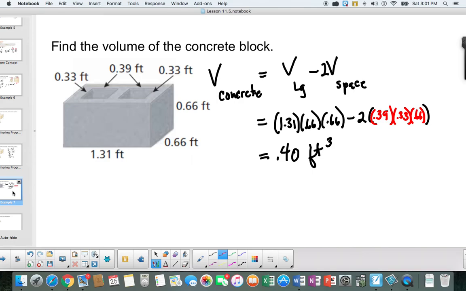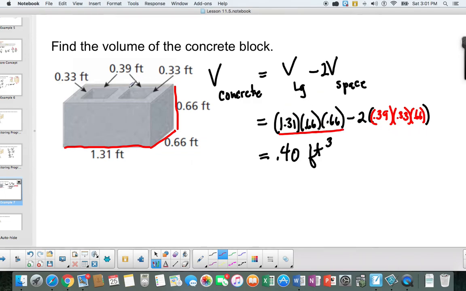Find the volume of the concrete block. So in order to find the volume of the concrete block, I'm going to figure out the volume of this large prism, and I'm going to subtract 2 times the volume of each space. Each space is going to be the same. So here's the area of the base, which is right here, and then here's the height. So that's going to be the volume of the large block.